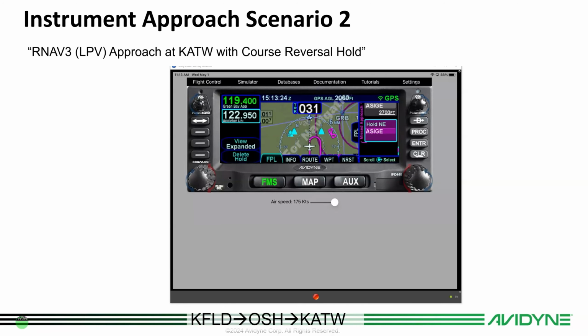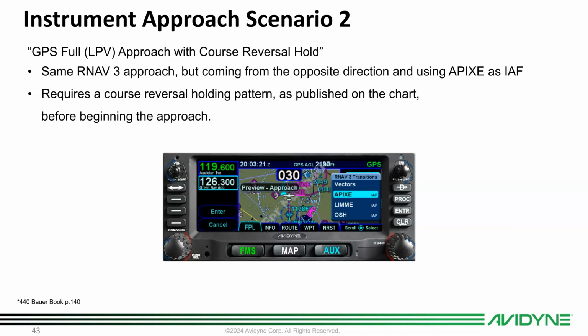Okay, so we're sitting in the hold at Avidyne after missing the previous approach. Now what we want to do is depart the hold and proceed to the initial approach fix, and basically we're going to shoot that same approach again, but we're coming in from the opposite direction. So we'll have a course reversal.